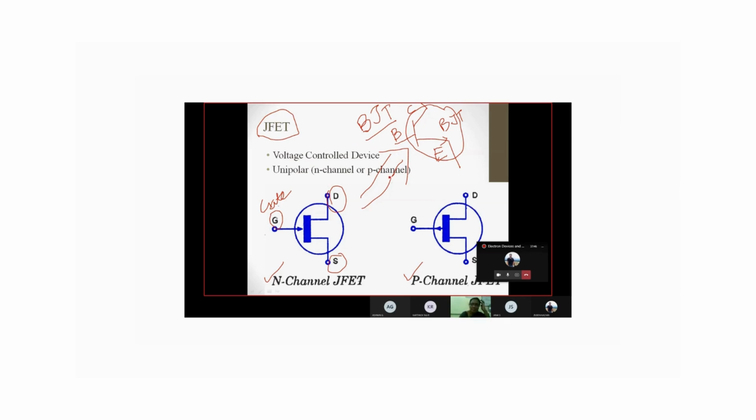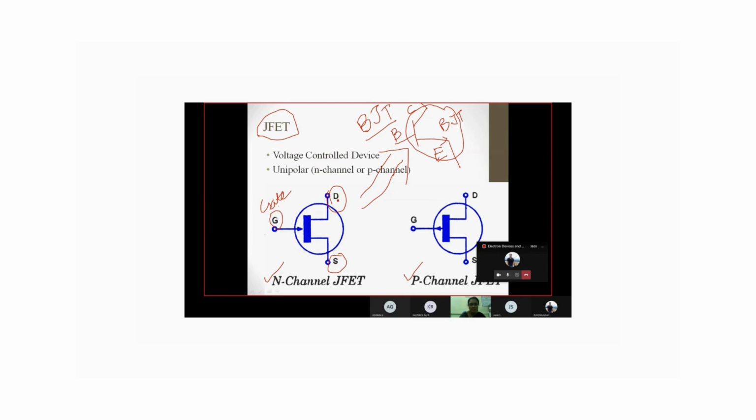So here in BJT, there are three terminals. One is base, another one is collector, and the third one is emitter. And in JFET, there are three terminals: gate, drain, as well as source. Now I can align these two transistors, JFET as well as BJT.